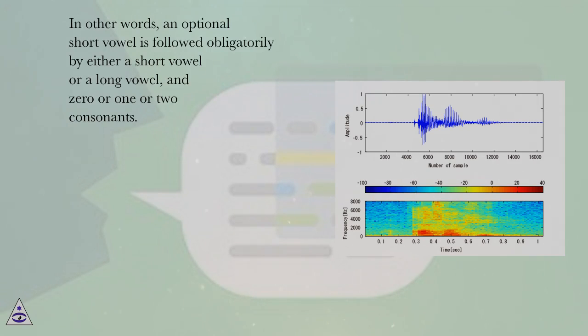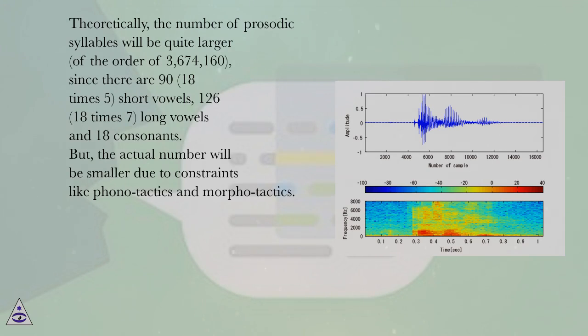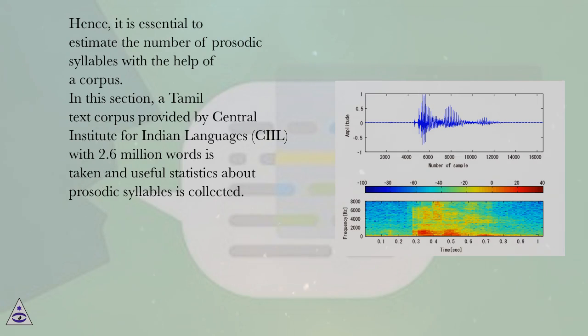In other words, an optional short vowel is followed obligatorily by either a short vowel or a long vowel, and 0 or 1 or 2 consonants. Theoretically, the number of prosodic syllables will be quite larger, of the order of 3,674,160, since there are 90 (18 times 5) short vowels, 126 (18 times 7) long vowels and 18 consonants. But, the actual number will be smaller due to constraints like phonotactics and morphotactics. Hence, it is essential to estimate the number of prosodic syllables with the help of a corpus.